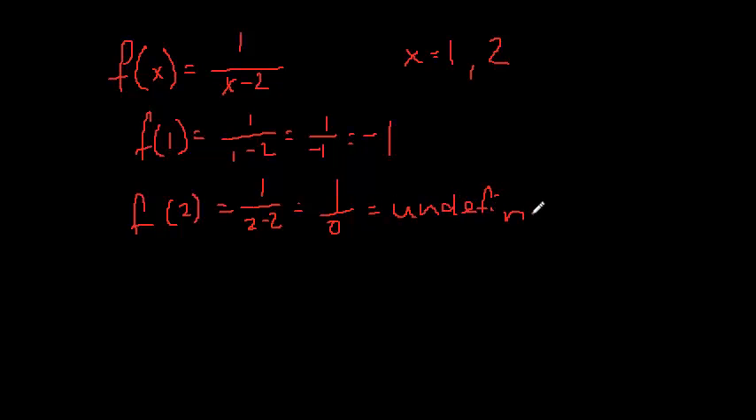That's a problem. So anytime I end up with a 0 in my denominator, my function is no longer defined, which means I cannot use 2 in my domain. My domain then is everything except 2. So x cannot equal 2, but it can equal everything else. So all real numbers except 2, and generally we'll just write our domain then as x cannot equal 2 in this case.